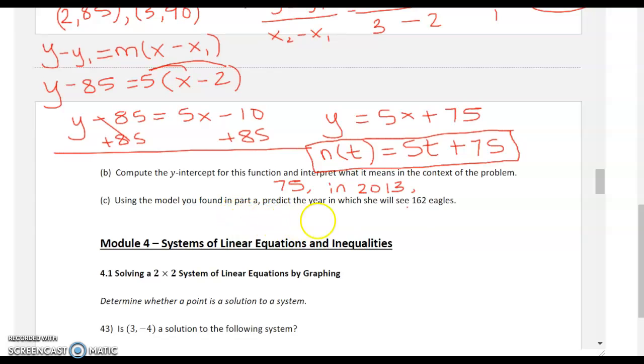Okay. Using this model, we found, predict the year in which we will see 162 eagles. So what we can do here, we know n of t stands for how many eagles there are, so we can just put 162 for n of t equals 5t plus 75, and then we'll just solve for t, and I'm going to leave that to you.